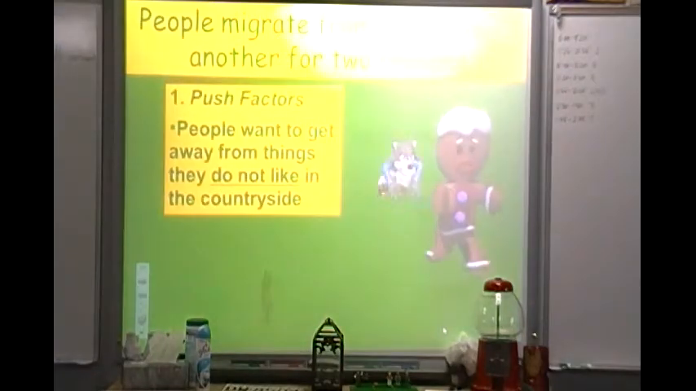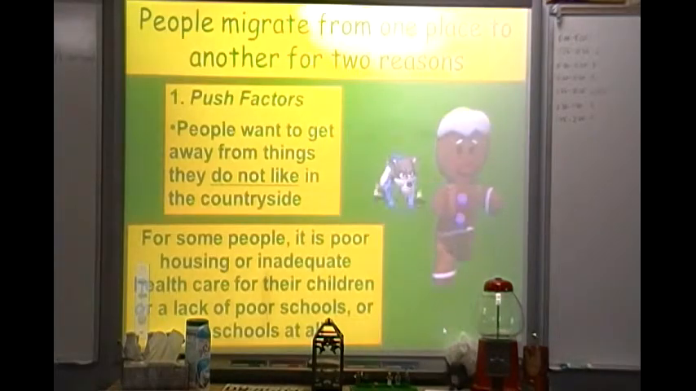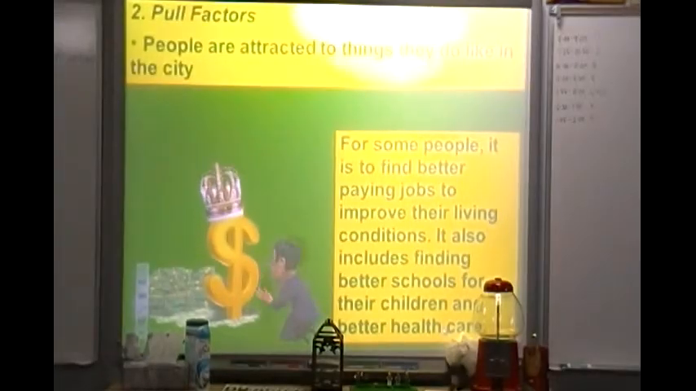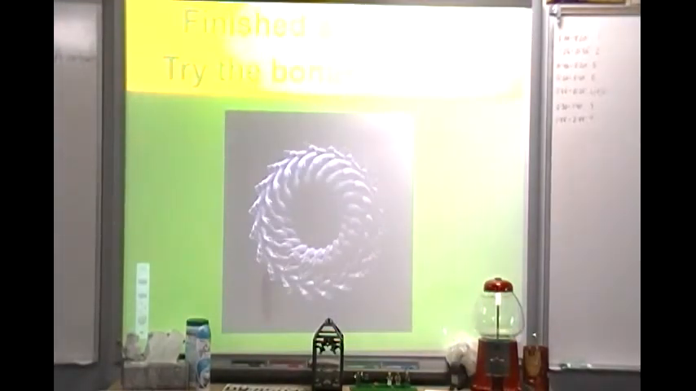Okay, so we don't need to get this. This is all kind of review. People migrate from one place to another for two reasons. We know push. We know what it is. We don't need to get that. There are some examples of a push. Pull. Sometimes for money, better jobs, better education. We know what a pull factor is. Let's get to this.